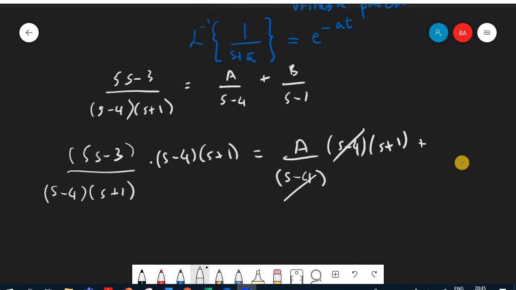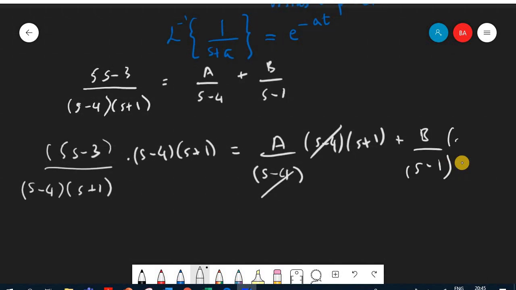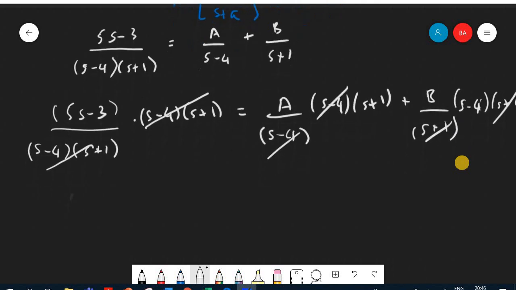Plus I'm going to have plus b over s minus 1, and this is also multiplied by s plus 4 into s, sorry, I think I said s plus 4, that's s minus 4 into s plus 1. It was plus 1 here, that was the confusion. So that is s plus 1 and that's s plus 1. So s plus 1 will cancel out here, and of course this denominator will cancel out the denominator.